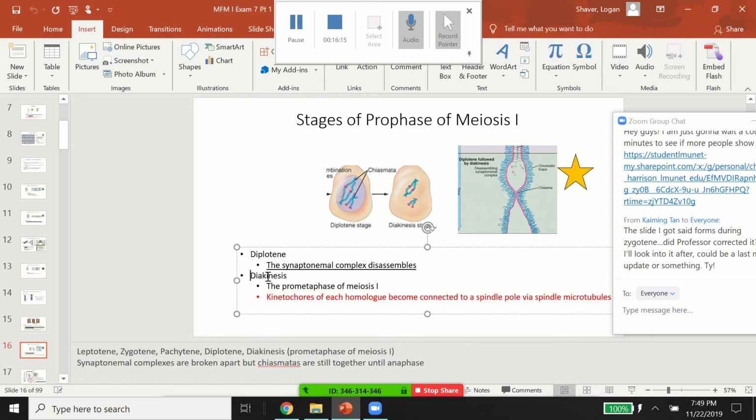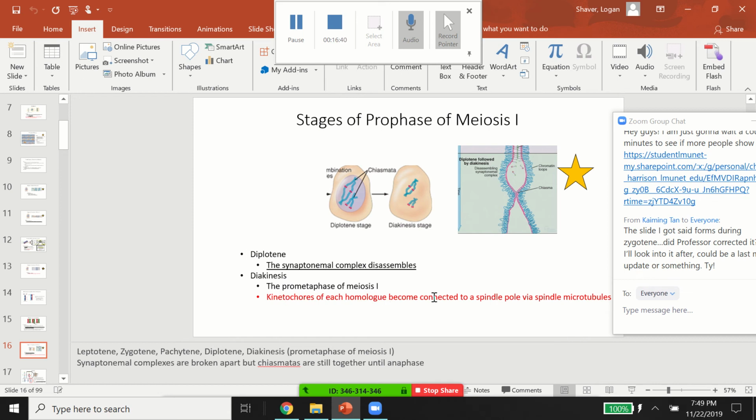But anyway, now you get diakinesis. So that's where you get the first phase of prometaphase, so that's the only phase of prometaphase. So diplotene is the very last stage of prophase 1 of meiosis 1, right? And then, what's happening during diakinesis? I thought it was important to know, so I put it in red here.